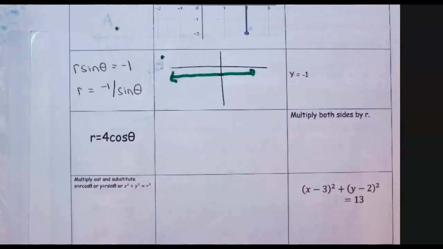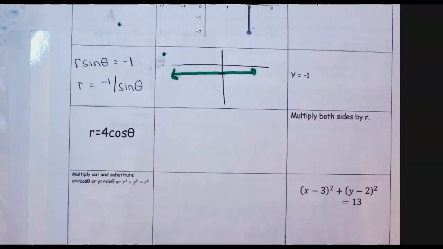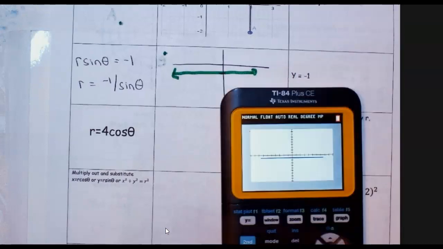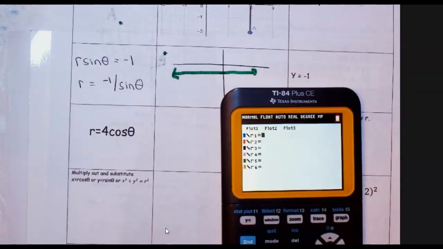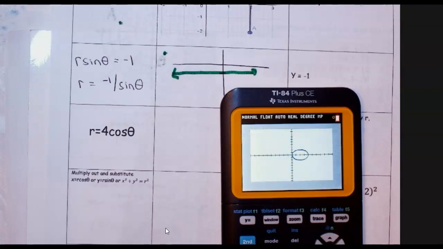Okay, the second equation that we're going to look at is the equation of a circle. So first thing I'm going to do is go ahead and type in what that equation is. Let's go look at what the graph is. So I've got r equals 4 cosine theta. When I hit graph, I can see I have the equation of a circle.